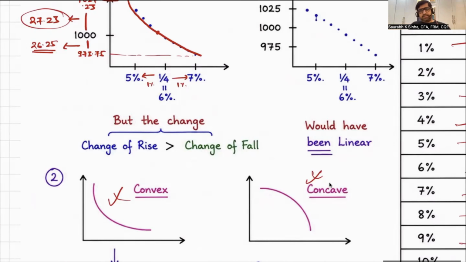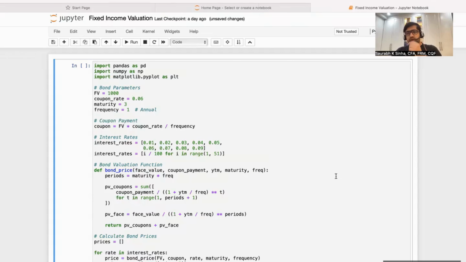Okay, so let's jump into our Python notebook and find out whether it is going to be a convex one or not. So this is our Python Jupyter notebook. And you don't have to worry that you have to learn Python or Jupyter notebook usage to understand the value of the bond. No, you can find these values in a simple Excel sheet. That is up to you, or you can find different values with the help of a BA II Plus calculator.